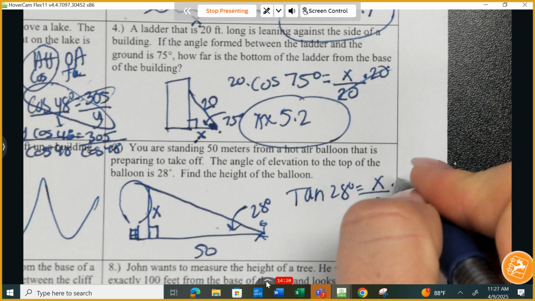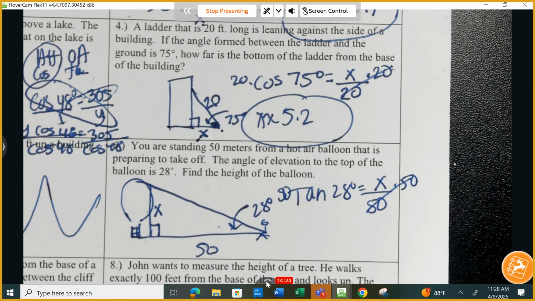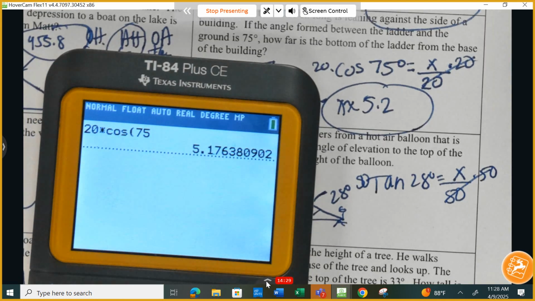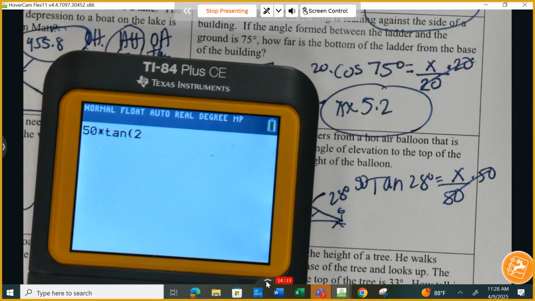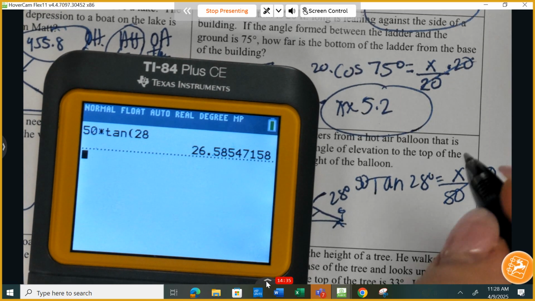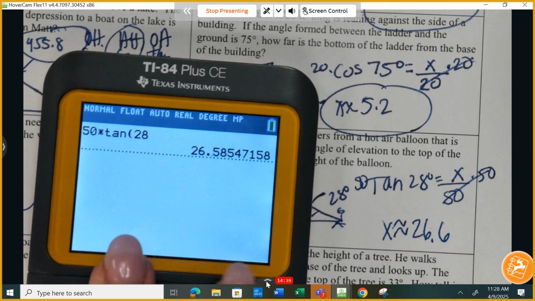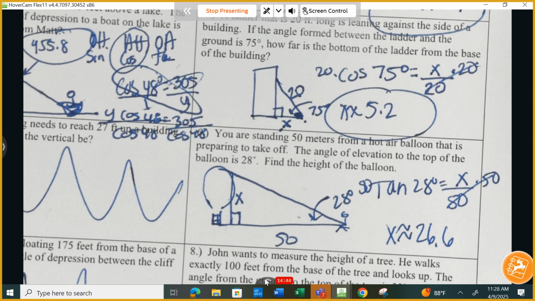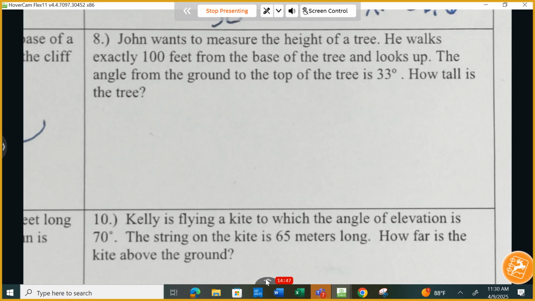Okay, we're going to multiply both sides by 50. And we're going to grab our calculators and take 50. Here we go. 50 times tangent 28. Ready? 50 times the tangent of 28 degrees. And this represents that height of the balloon. The balloon is approximately 26.6 meters tall.